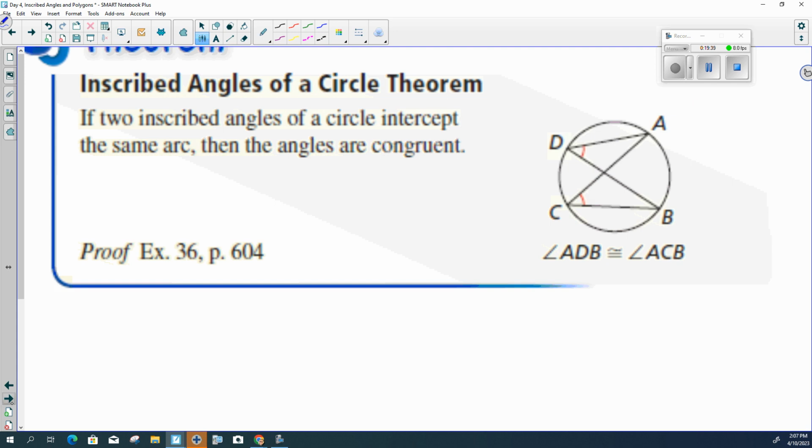Our next theorem is inscribed angles of a circle theorem. So it's this one here on the right. And Tristan, will you read it for us? So you would probably, like we just did a minute ago, figure it out, but this is a shortcut. So you can just go right to their equal.